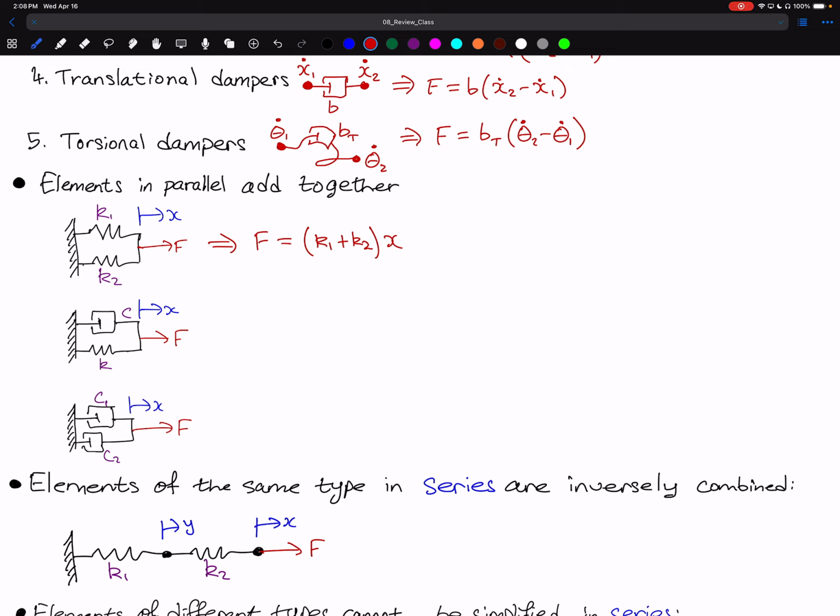It's also true if we have a spring and a damper in parallel. In this case, we'll get that their combined force F is equal to C x dot, so that's the damping force, plus K x. That's our stiffness force. Or if we have two dampers in parallel, in that case, we would get that the force is equal to the summation of their components, C1 plus C2 times x dot.